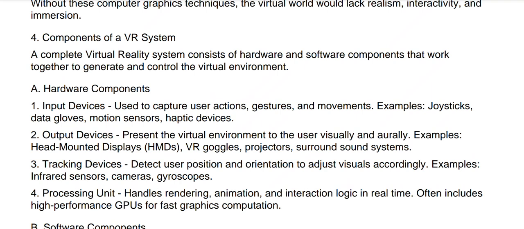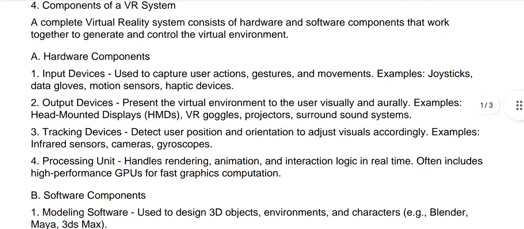Next is the tracking device, used to detect position and orientation to adjust the visuals accordingly. Examples: infrared sensors, cameras, and gyroscopes. The processing unit handles rendering, animation, and interaction logic in real time. It often includes a high performance GPU for fast graphics computation.